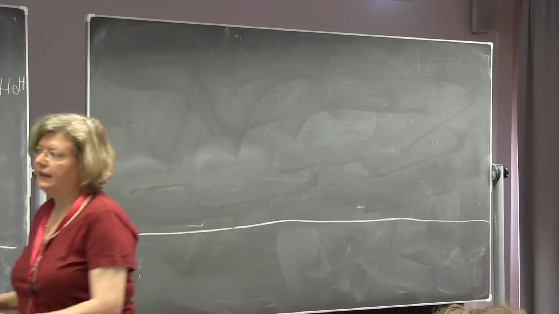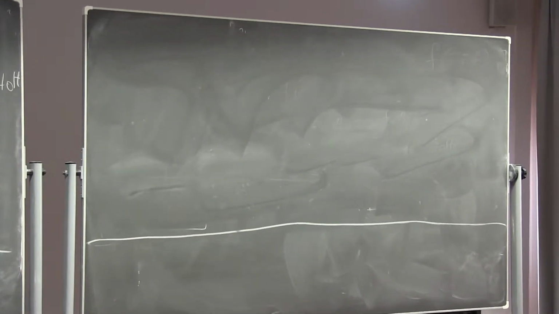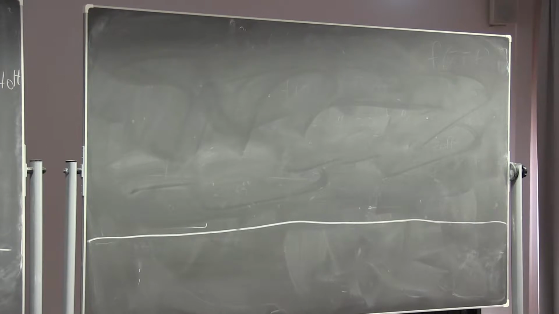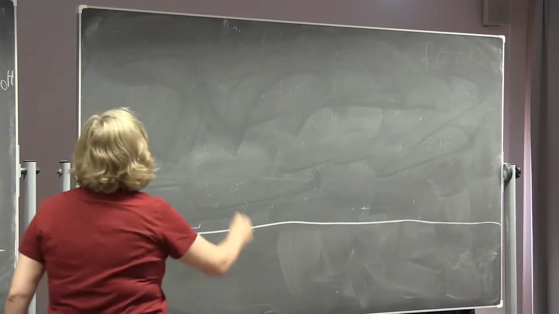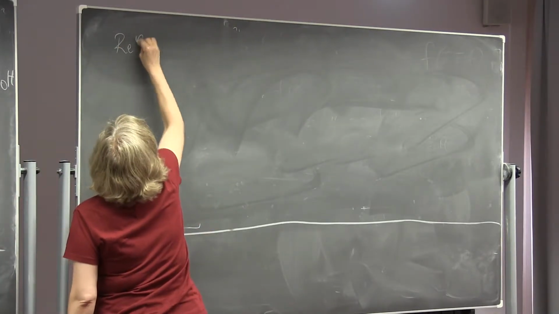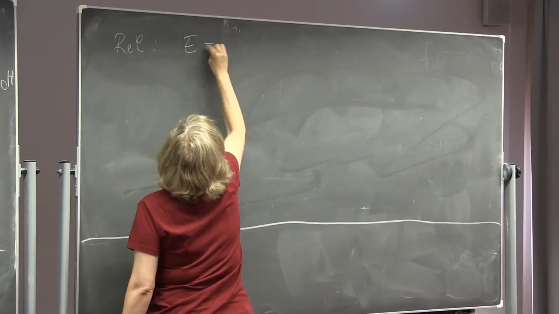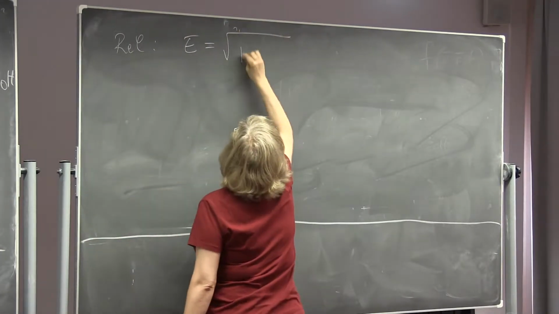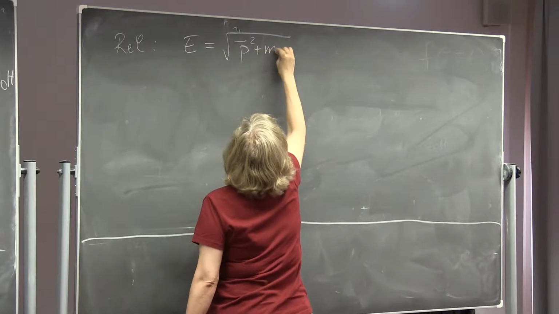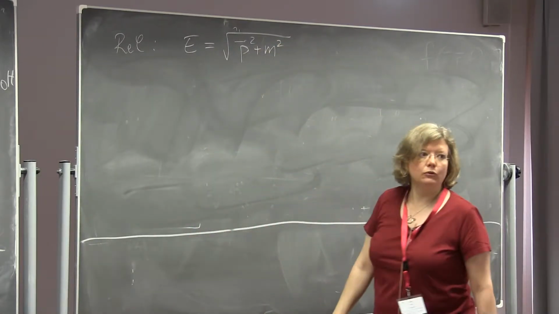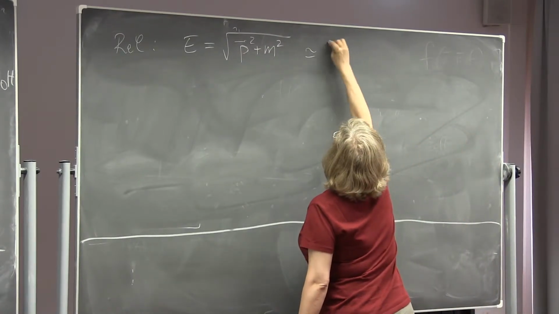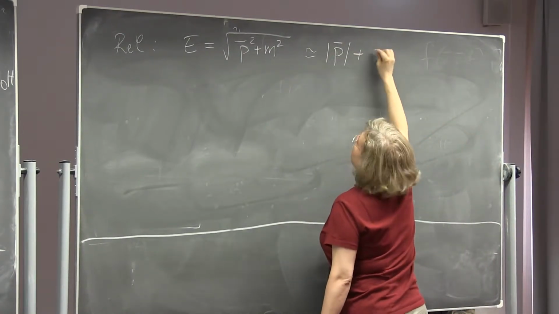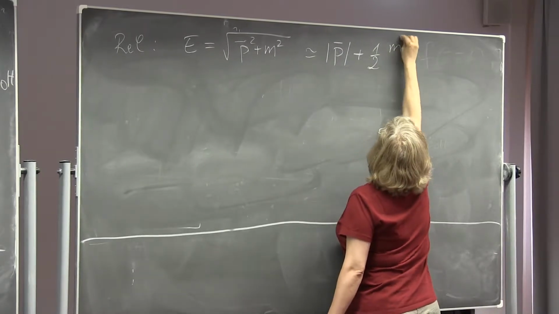So it should be clear that the energy I have to plug in depends on whether I have a relativistic particle or a non-relativistic particle. In the relativistic case, as usual, E is the square root of p squared plus m squared. And in the ultra-relativistic regime, I can also approximate this as the modulus of p plus the usual 1/2 m squared over p.